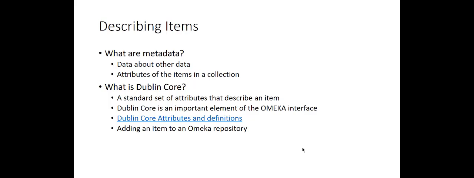Dublin Core is an important element of the OMEKA interface. It is what OMEKA operates off of. There are about a dozen attributes in the standard Dublin Core, and we're going to go through a few of the definitions, but if you go to the OMEKA website, you can find a long list of the Dublin Core attributes. So now we'll move on to adding an item to an OMEKA repository.